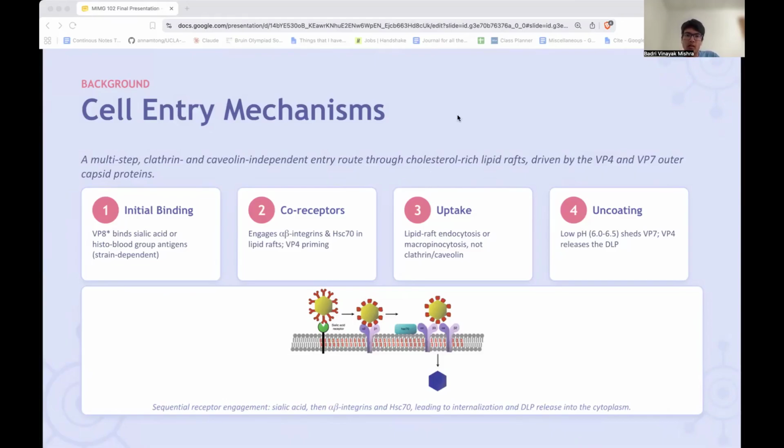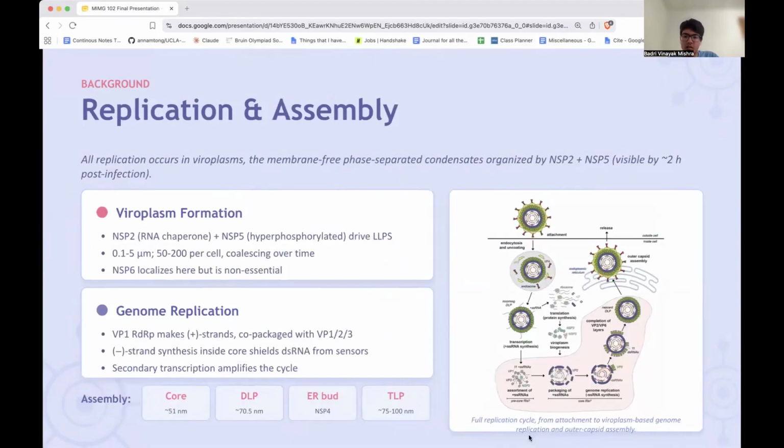In the next slide, we discuss replication and assembly, which is basically all happening inside the viroplasm. These are membrane-free, phase-separated droplets organized by NSP2 and NSP5, visible about 2 hours post-infection. Inside, VP1 makes positive-strand RNA, which gets packaged into a new core, and then the negative strand is made inside the shell. So the double-stranded RNA is hidden from immune sensors the moment it exists.